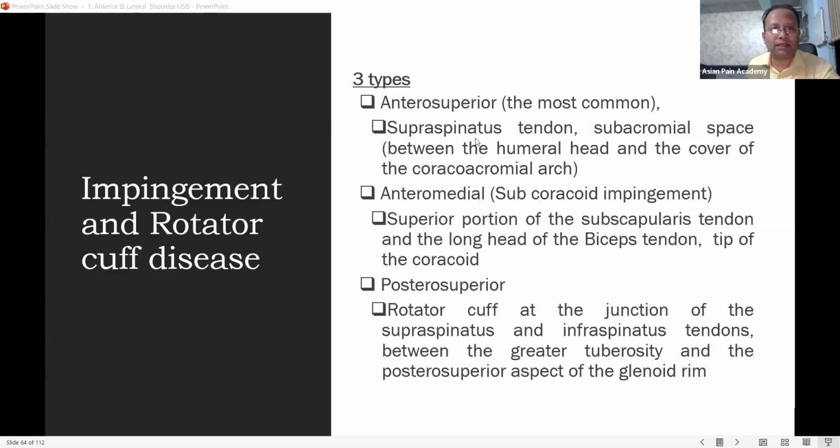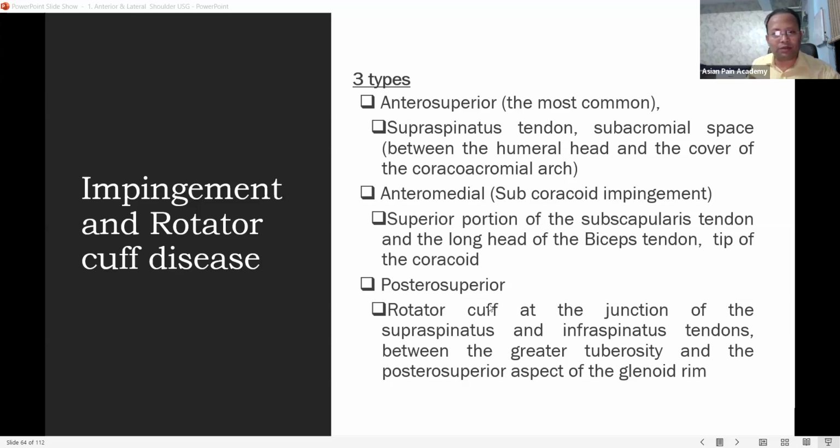Okay, so here it is written three types of impingement: anterior superior, supraspinatus tendon in the subacromial space. So here it is between the humeral head and the cover of the coracoacromial arch. This subacromial space is the area where the supraspinatus tendon gets impinged. Okay, and another is anteromedial, as I told you, subcoracoid impingement. So the superior portion of the subscapularis tendon and the long head of biceps tendon, between the tip of the coracoid, there is an impingement.